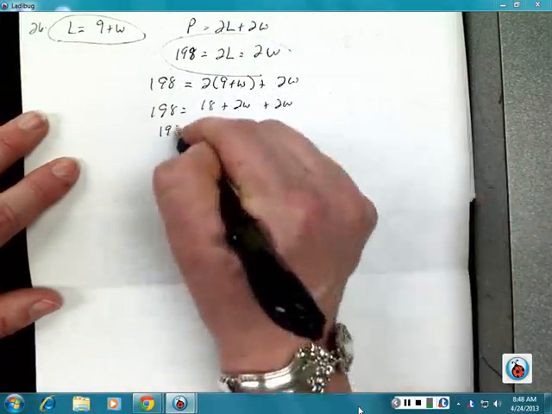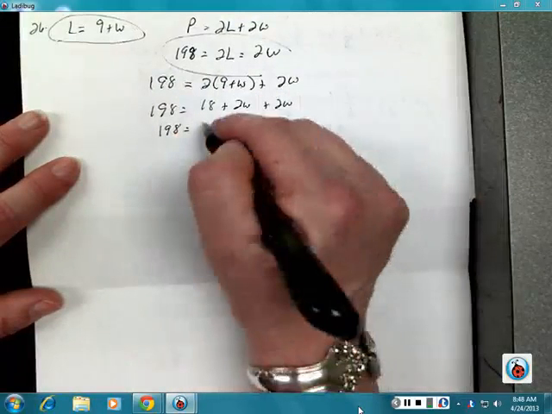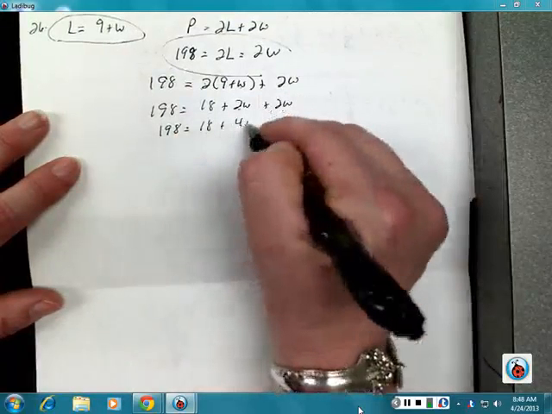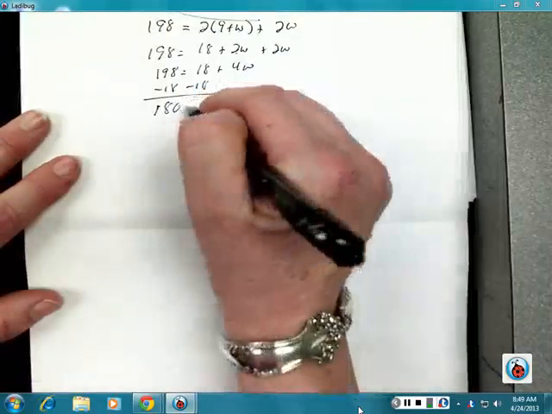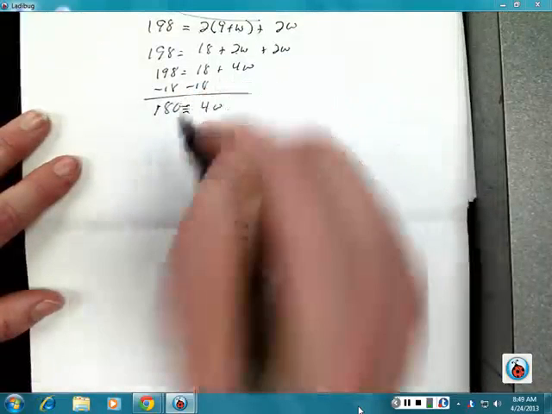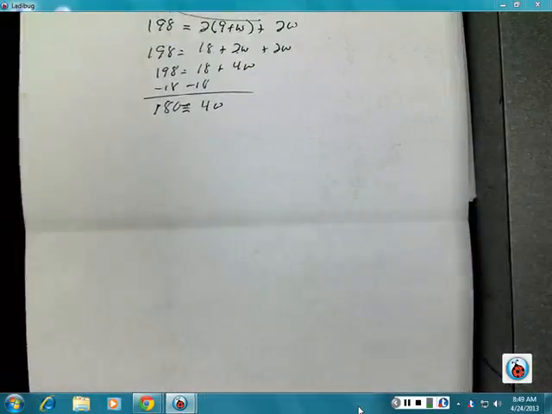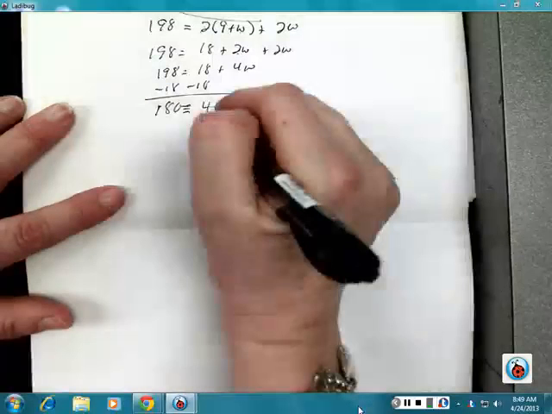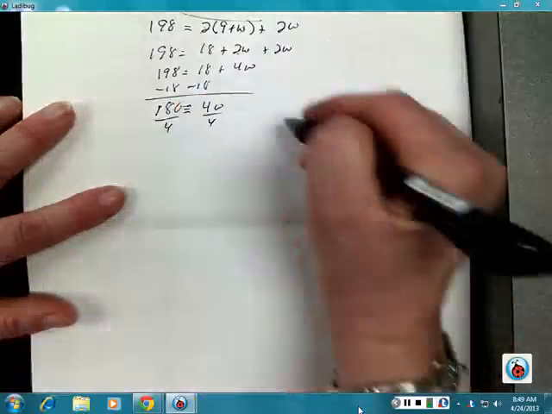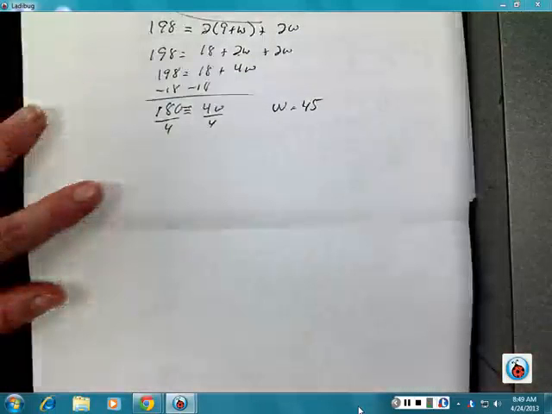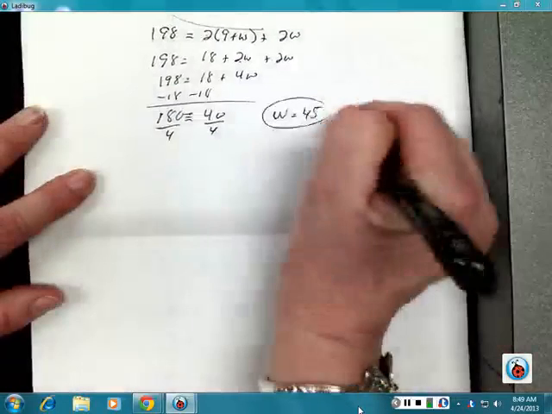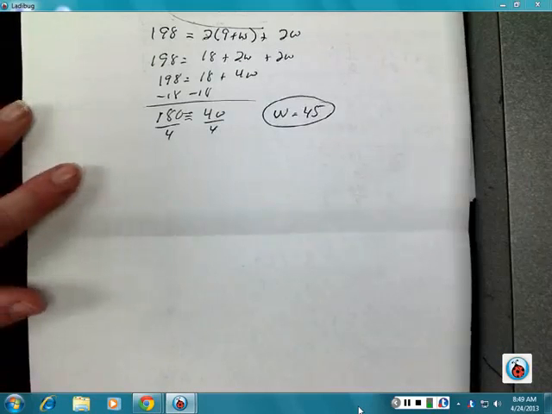So I get 198 is equal to 18 plus 4W. Minus 18 gives me 180 is equal to 4W. We good so far? Basically just solving for W. Divide by 4, and I find that W is equal to, what's W equal to? 45. Okay.